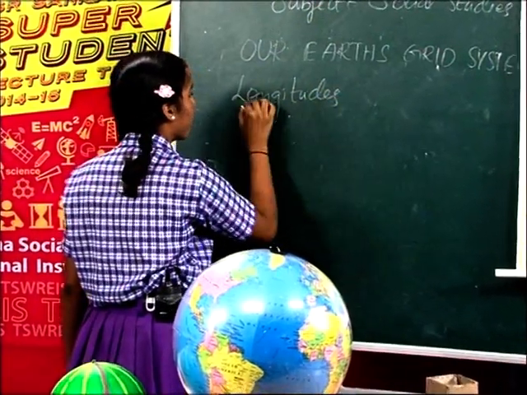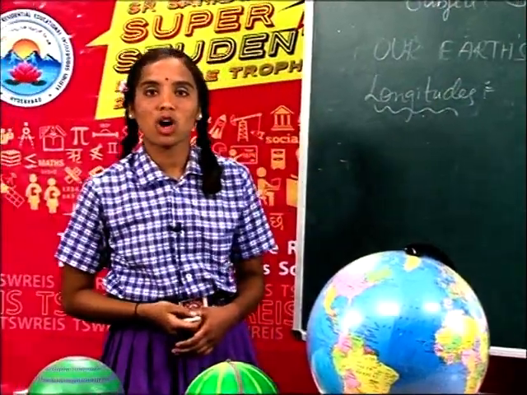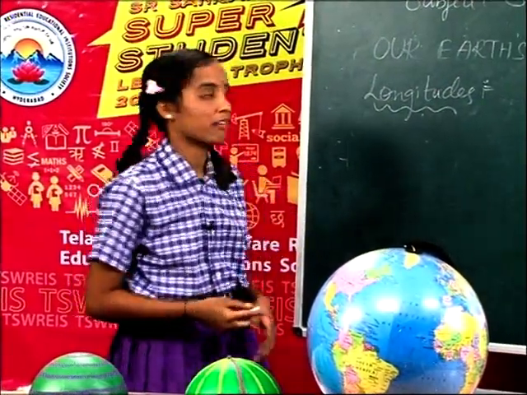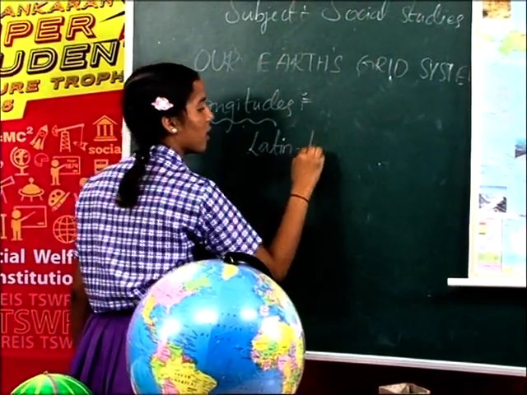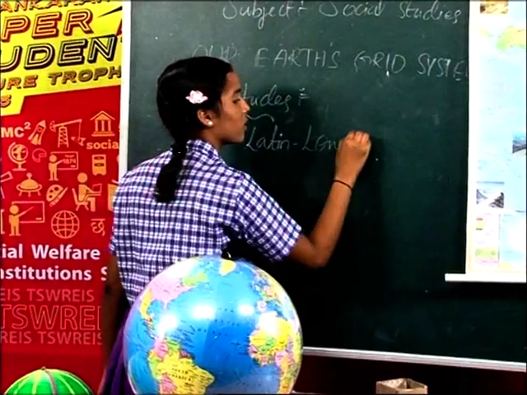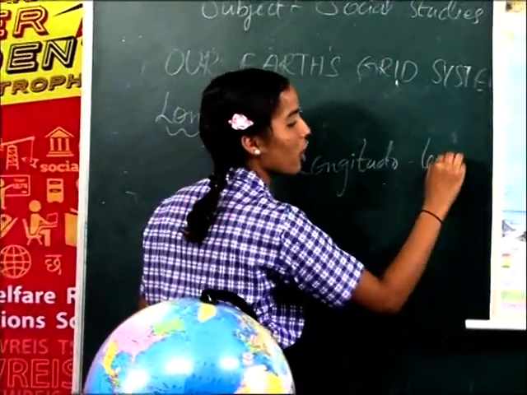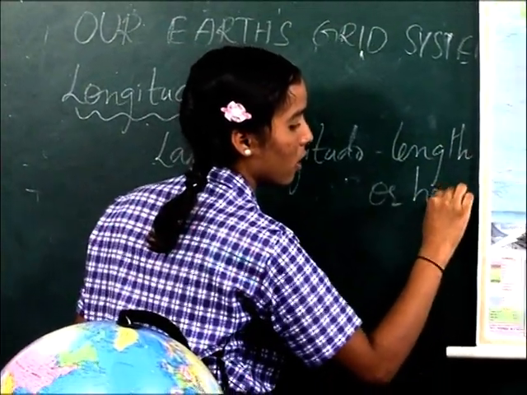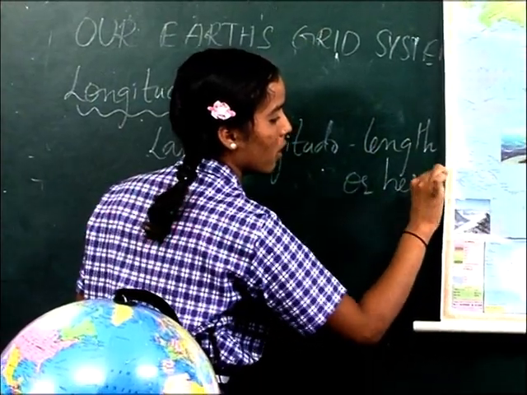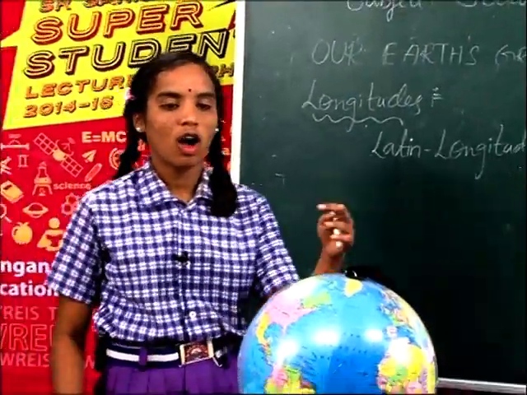Longitudes. Friends, longitude is a word derived to us from the Latin language, longitudo. Here, longitudo means length or height. Friends, with the help of these longitudes, we can know the length or height of a map or a globe.